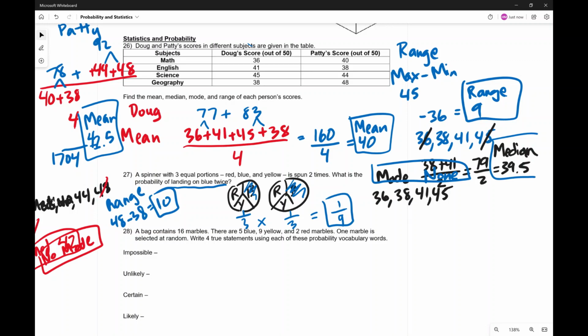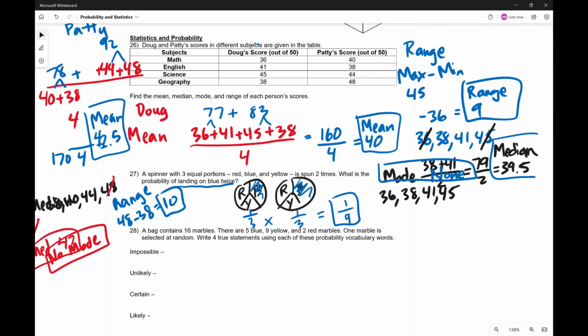Impossible means something that can never happen. 0% chance. We can see that there are 5 blue, 9 yellow, and 2 red marbles. What is impossible to draw? Well, selecting a green marble is impossible. So we can use the sentence, it is impossible to draw a green marble. We use the word impossible.